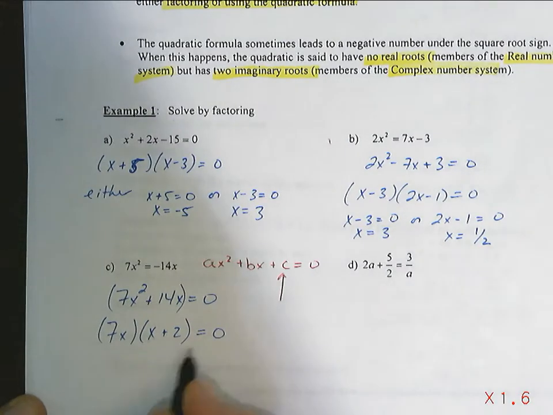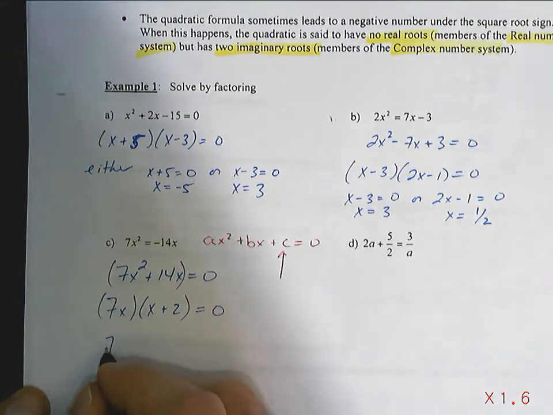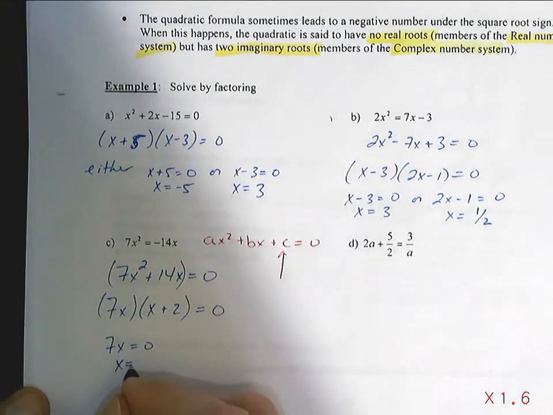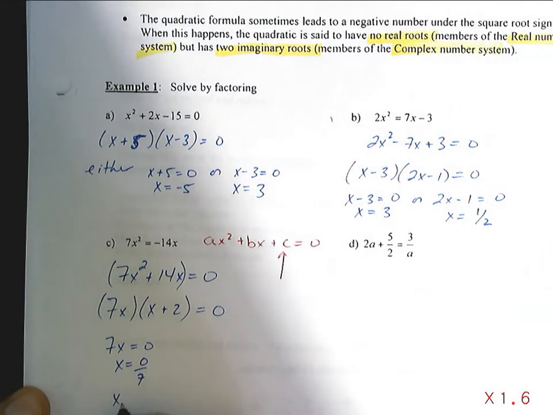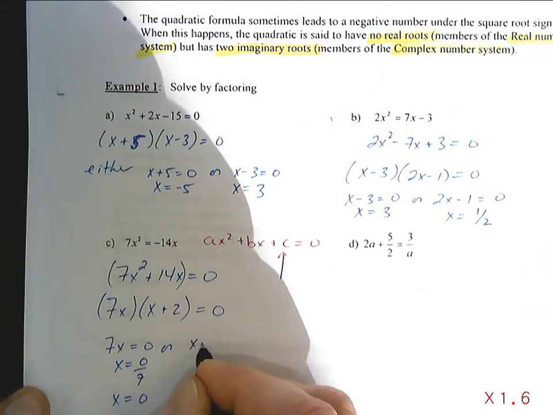I've got two things that multiply to give 0, so either the first one is 0. 0 divided by 7 is simply 0. Or x plus 2 equals 0.